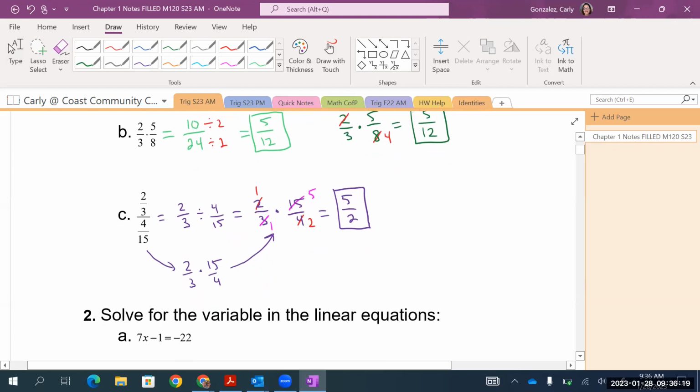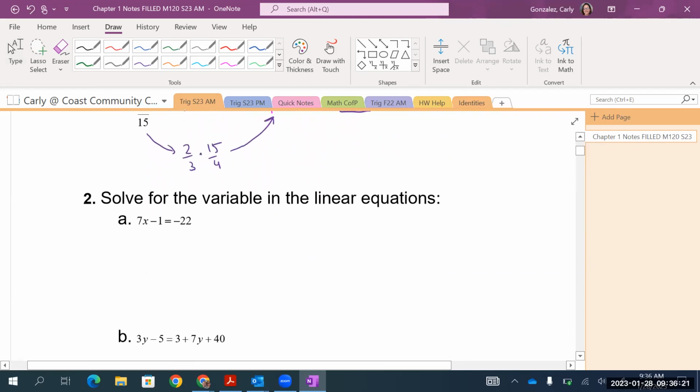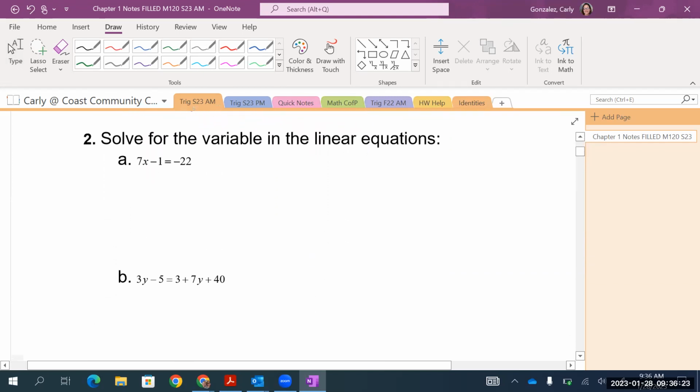Okay, let's go ahead and look at solving linear equations. These equations are linear because the variable x doesn't have a power on it. So there's no x squared or x to the 4th power. Also, we don't have the square root of x.